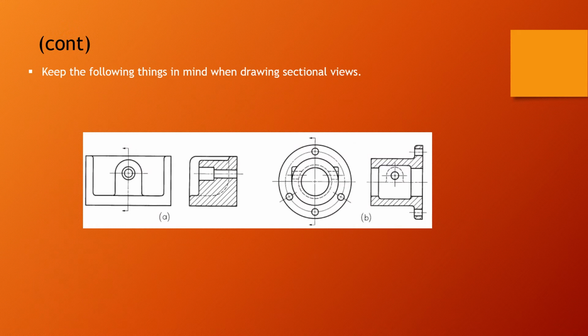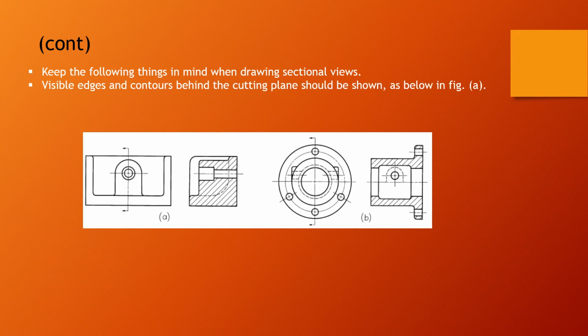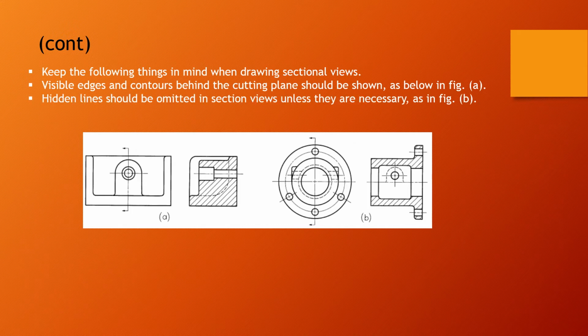Keep the following things in mind when drawing sectional views. Visible edges and contours behind the cutting plane should be shown as below in figure A. You can see it here. Hidden lines should be omitted in section views unless they are necessary, as in figure B.